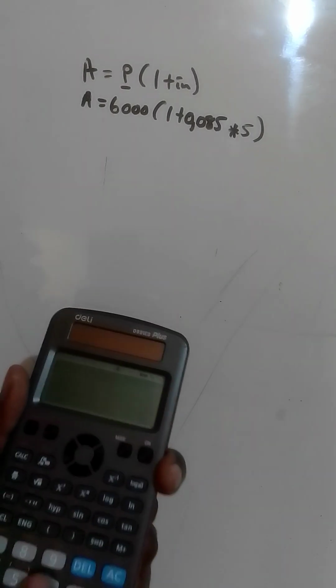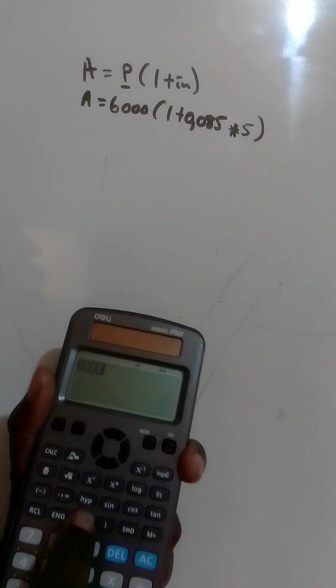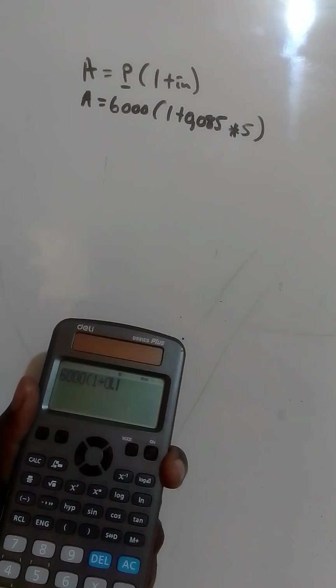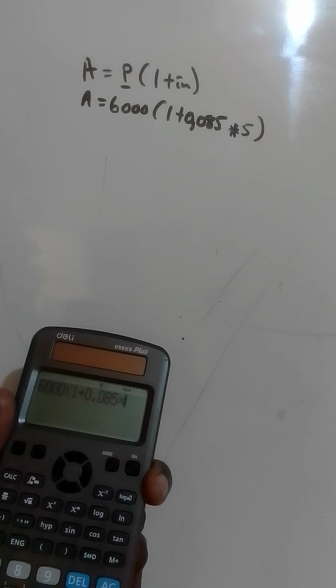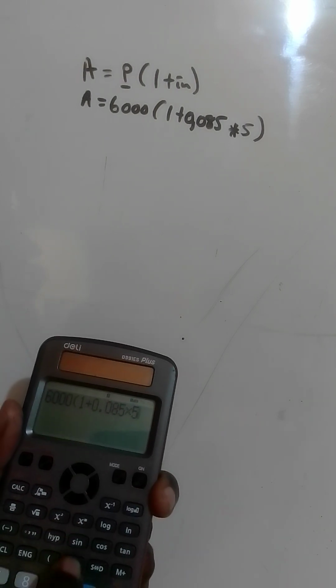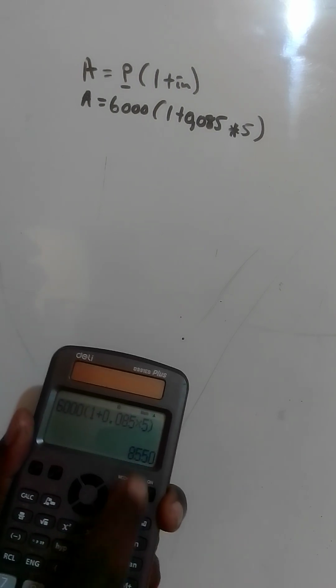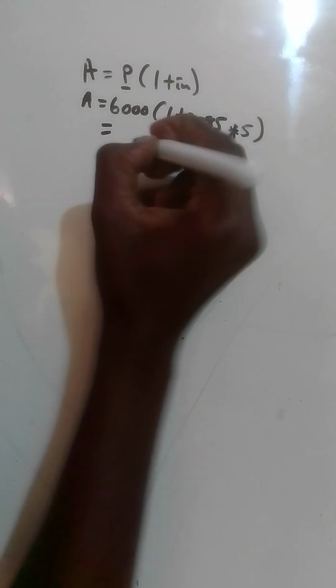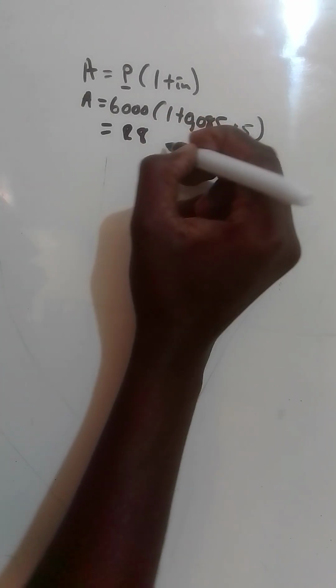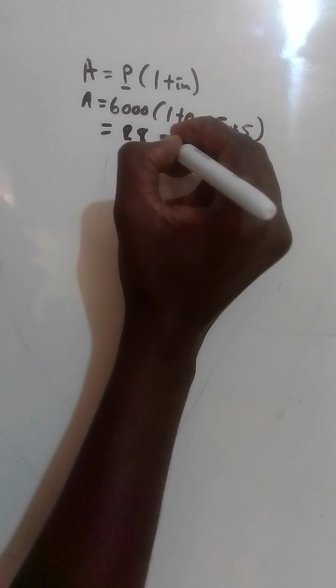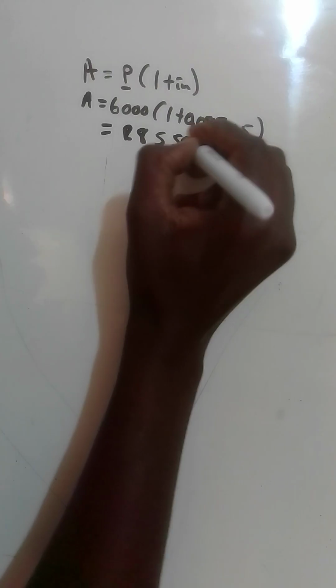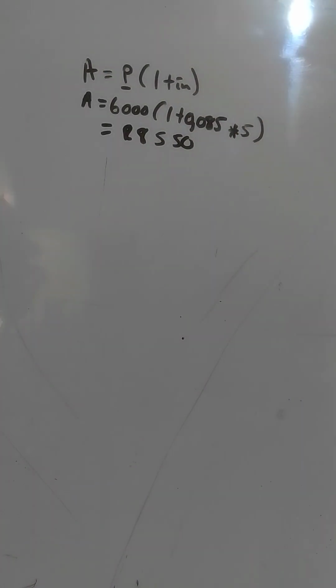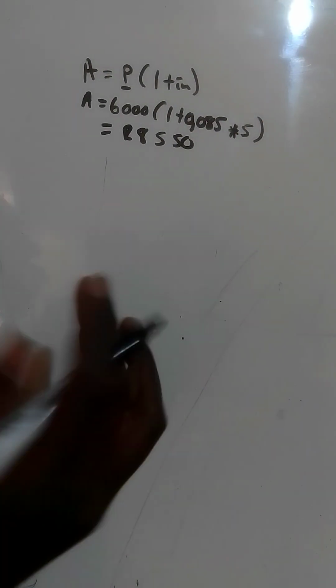So now we go to our calculator and we say 6,000 open bracket 1 plus 0.085 multiplied by the 5 years, and then we close the bracket, which is equals to 8,550. Okay, but let's not forget, we were told that Mervyn gets a bonus.